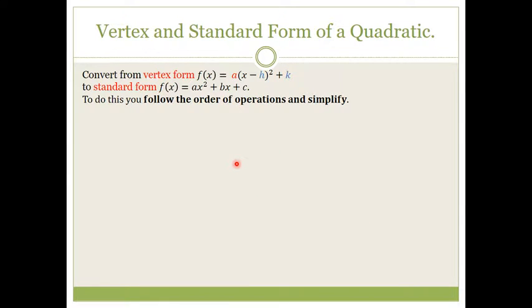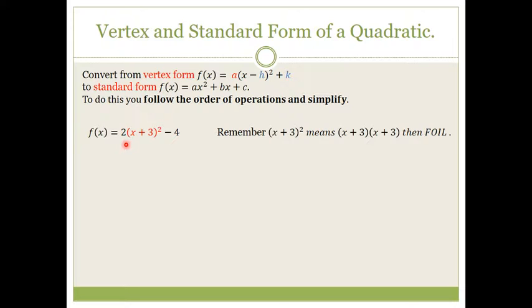All right, so let's go ahead and convert from vertex form back to standard form, because I saw a few questions in your projects that required you to do that, and I'm not sure that the lessons covered it. Luckily, it's not too hard. All we're going to do is take our vertex form and simplify it using order of operations. That's really all we're doing.